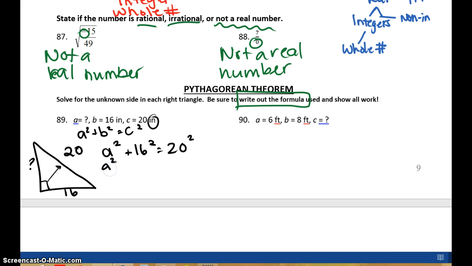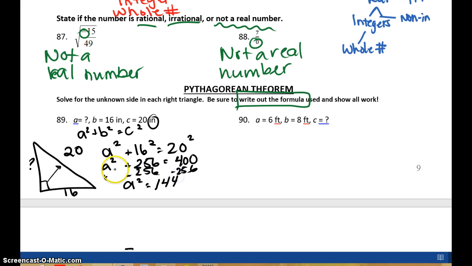Now, again, a squared stays there. 16 squared is 256, and 20 squared is 400. So then we're going to try and solve for a squared. So now this is just a one-step equation, or in this case, it's a multi-step equation. But what we're doing is we have to isolate our variable first. So we're going to subtract 256 from both sides. And a squared equals 144.